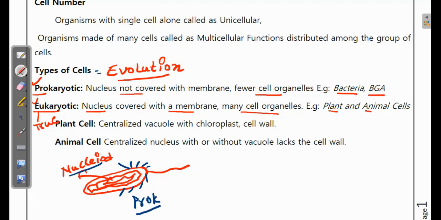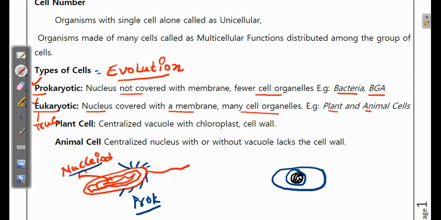And whenever you try to represent the eukaryotic cell, it has a very clearly different type of cell, and its nucleus is covered with a nuclear membrane. The nuclear membrane is not occupying the cytoplasm; it is specifically enclosed. That's why it is called a true nucleus, and that's why it is called eukaryotic, a true type of cell. You can see this type of cell in plants and animals.